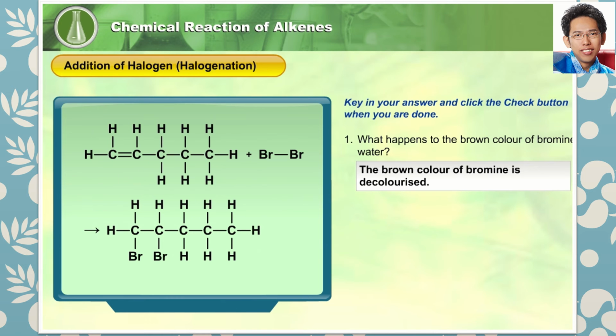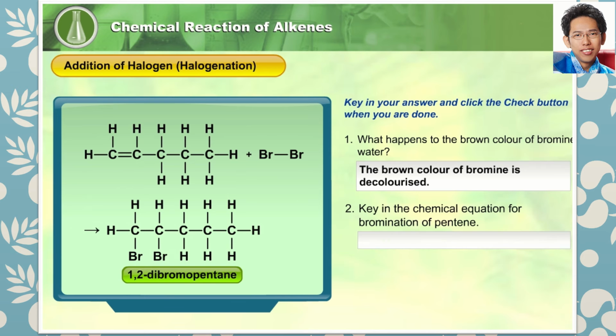This addition reaction is called bromination. Bromine water reacts with pentene to produce 1,2-dibromopentane. Now key in the chemical equation for bromination of pentene.